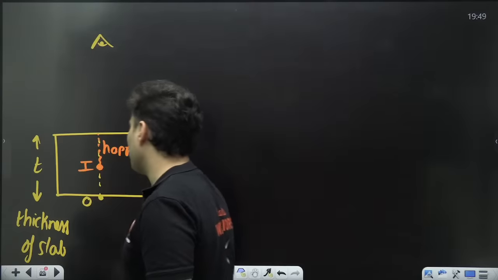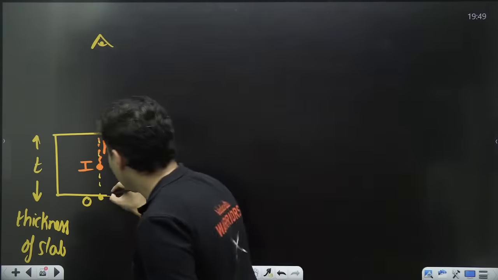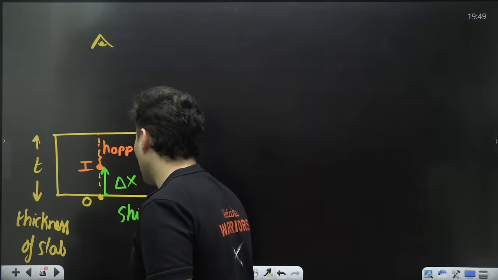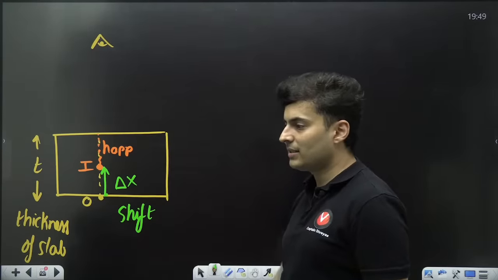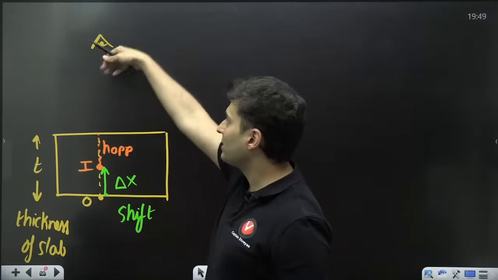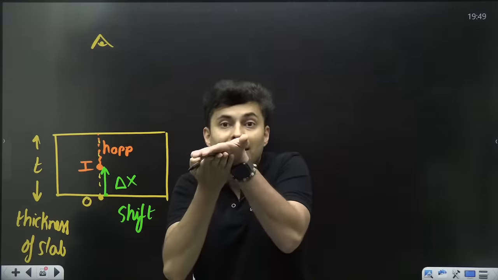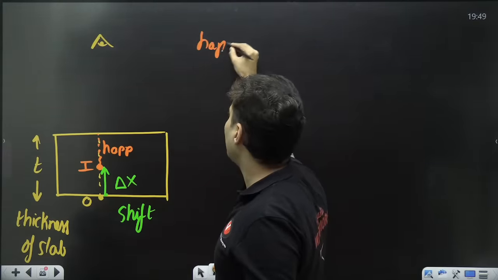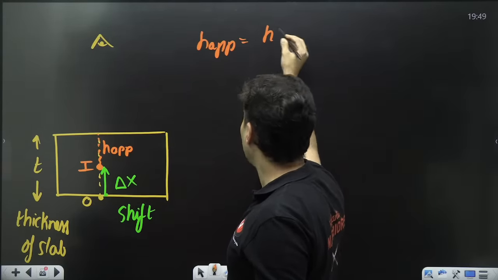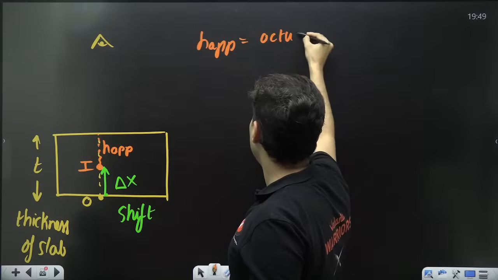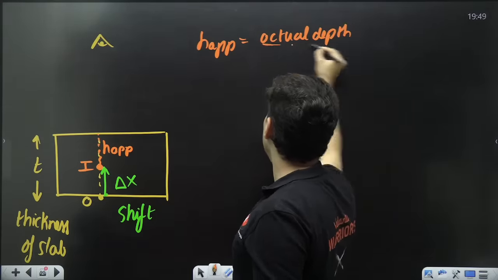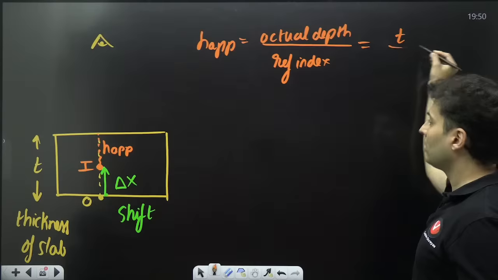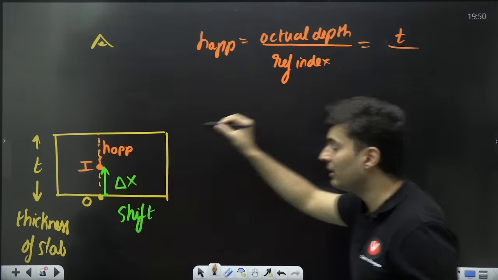This is where the image of the object is formed. The distance by which the object shifts to form that image, that is delta x, is also called the shift in the position. So when you are seeing from here, the object on the other side will appear a little bit closer to you. That apparent height formula is actual depth divided by refractive index. In this case, the actual depth is t. You can see it is t centimeters or t meters inside.